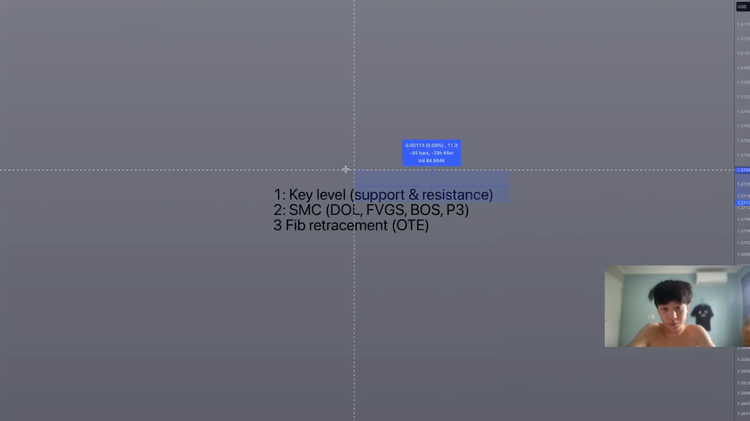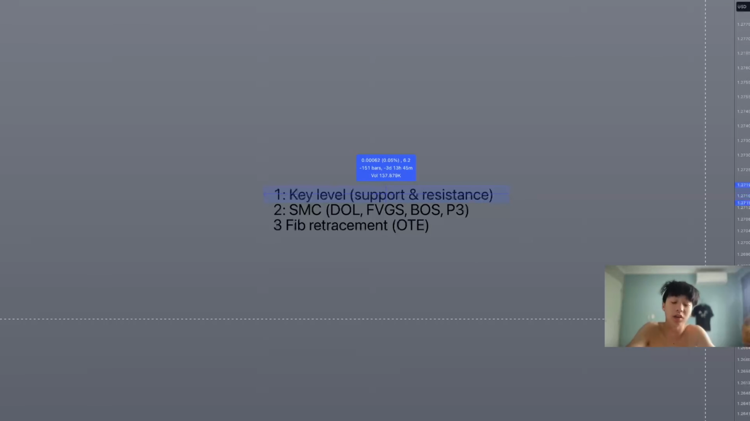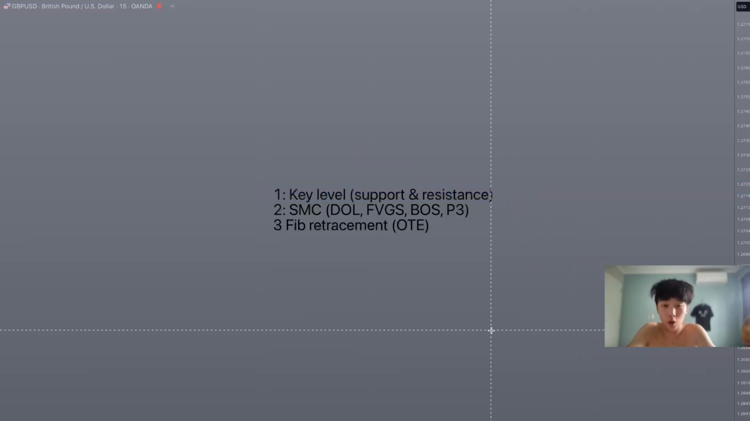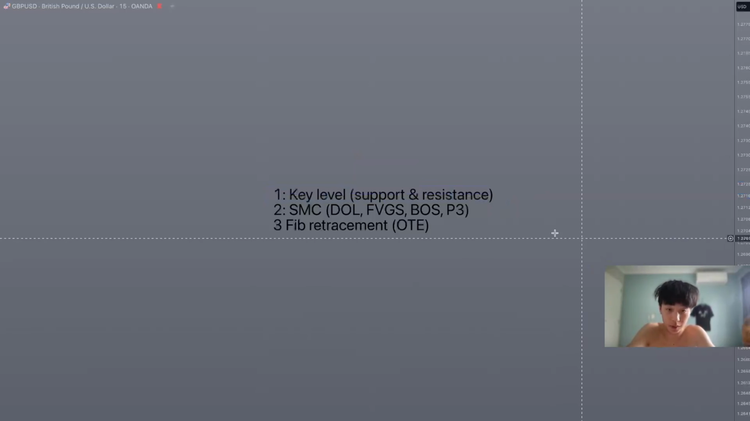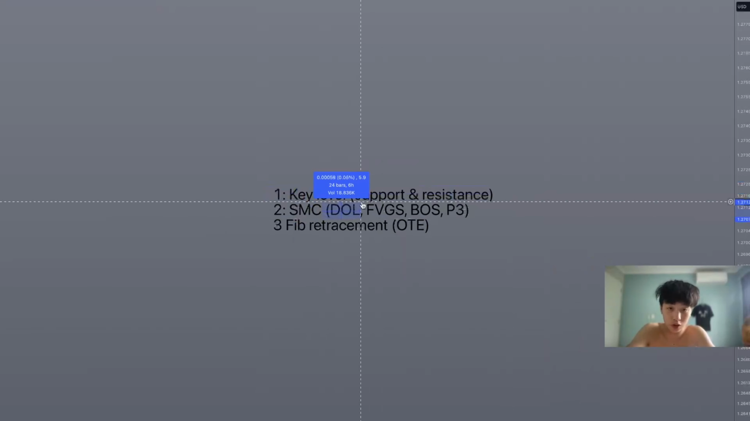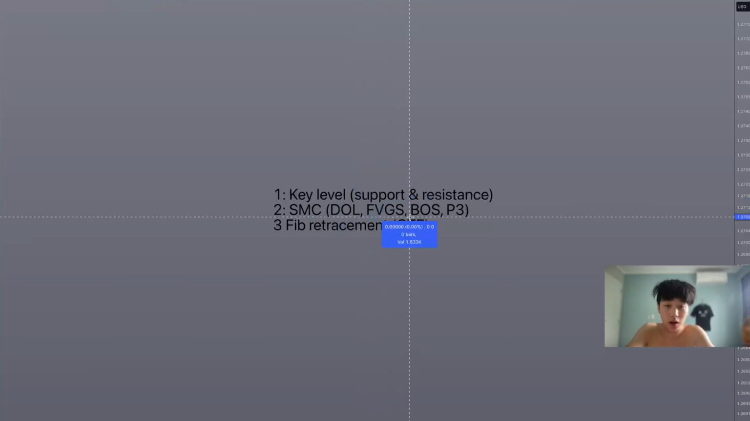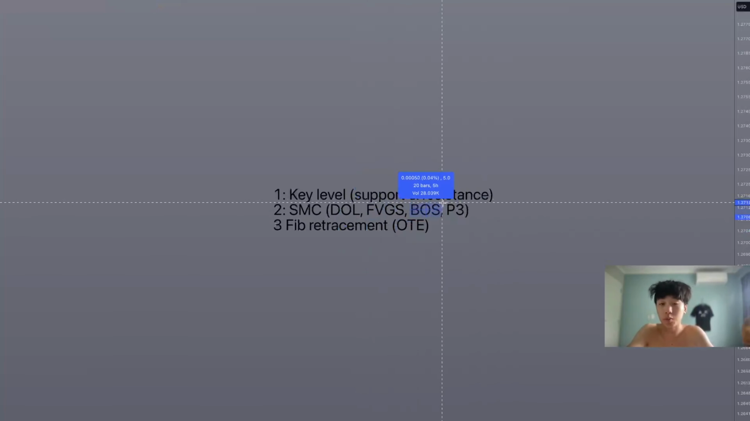So number one, first thing we want to look for is a key level of either support or resistance. The second thing we want to look for is some smart money concepts, whether that's a drawn liquidity being taken out, a fair value gap being respected, held, broken through, used as an inverse, a breaker structure, most likely on the higher time frame, to figure out what type of trend we are going in.